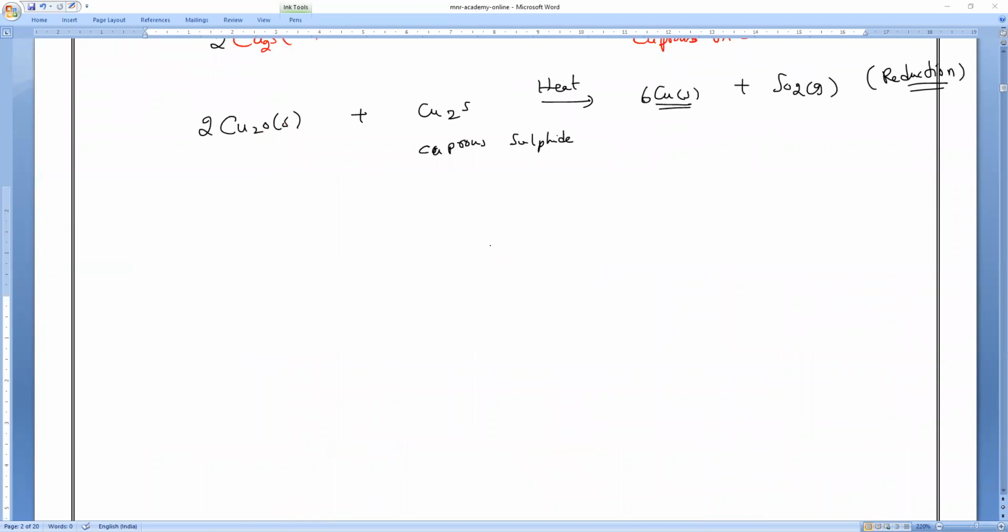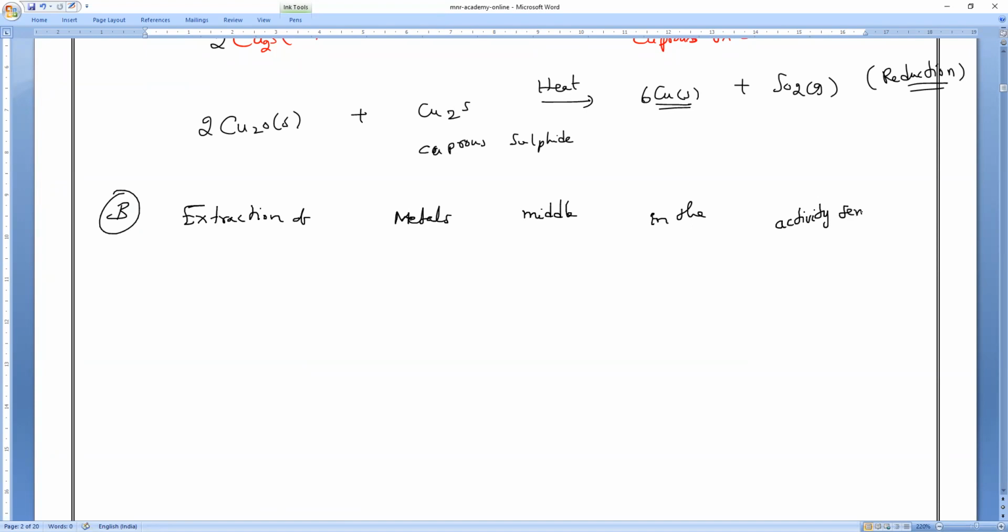Extraction of metals in the middle of the activity series. Extraction of metals in the what? Middle in the activity series.